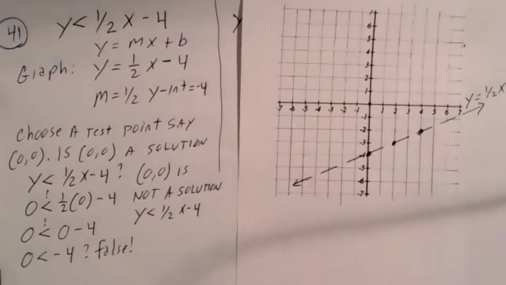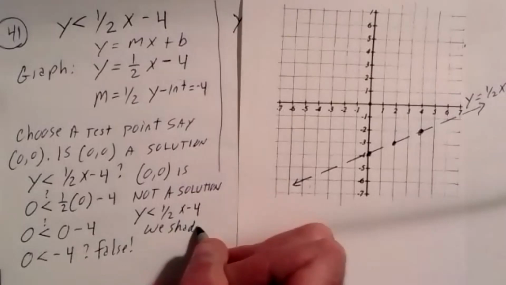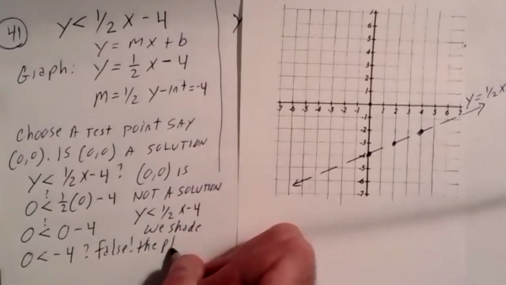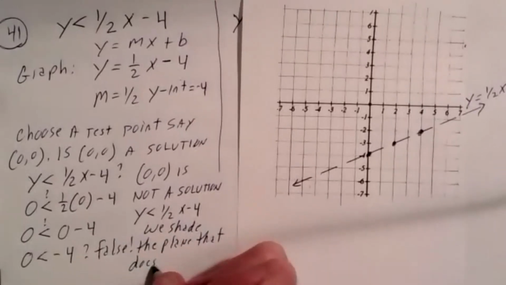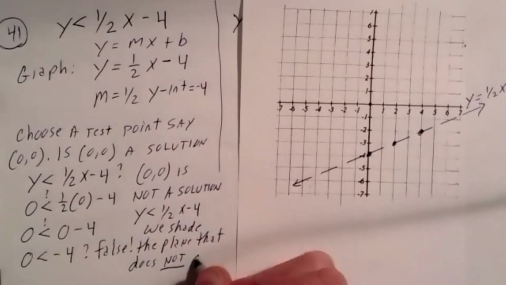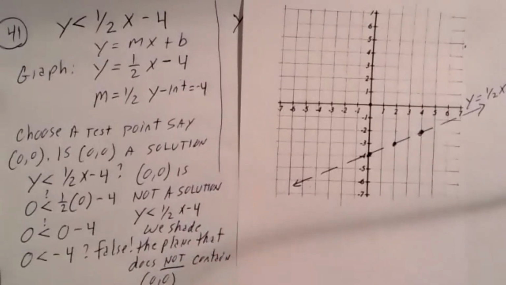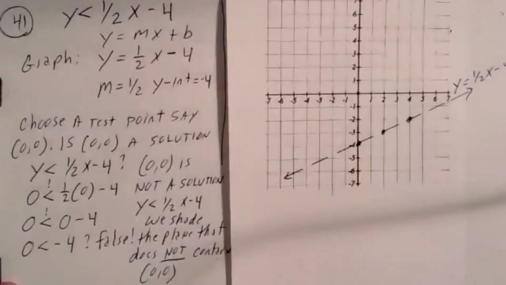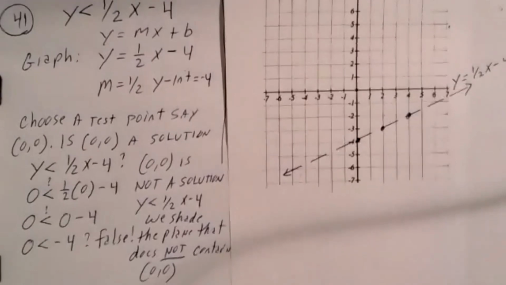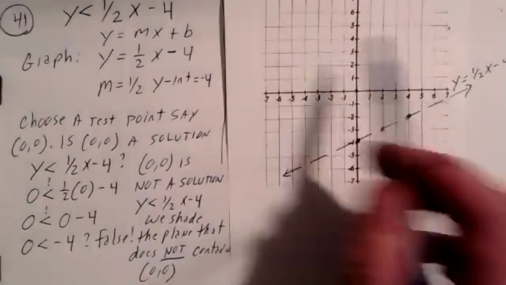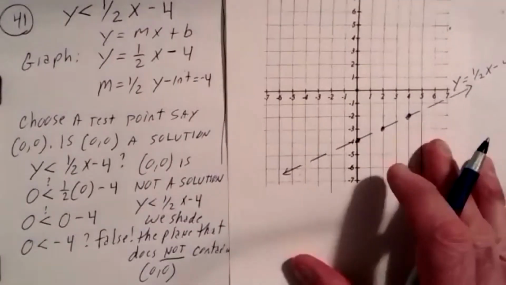So because it's not a solution, ladies and gentlemen, we shade the plane that does not contain 0, 0. So where am I going to shade? Do I shade the plane above and to the left or below and to the right? Below and to the right. We don't shade above and to the left because that plane contains 0, 0, which we determined is not a solution. So we got to shade below and to the right.